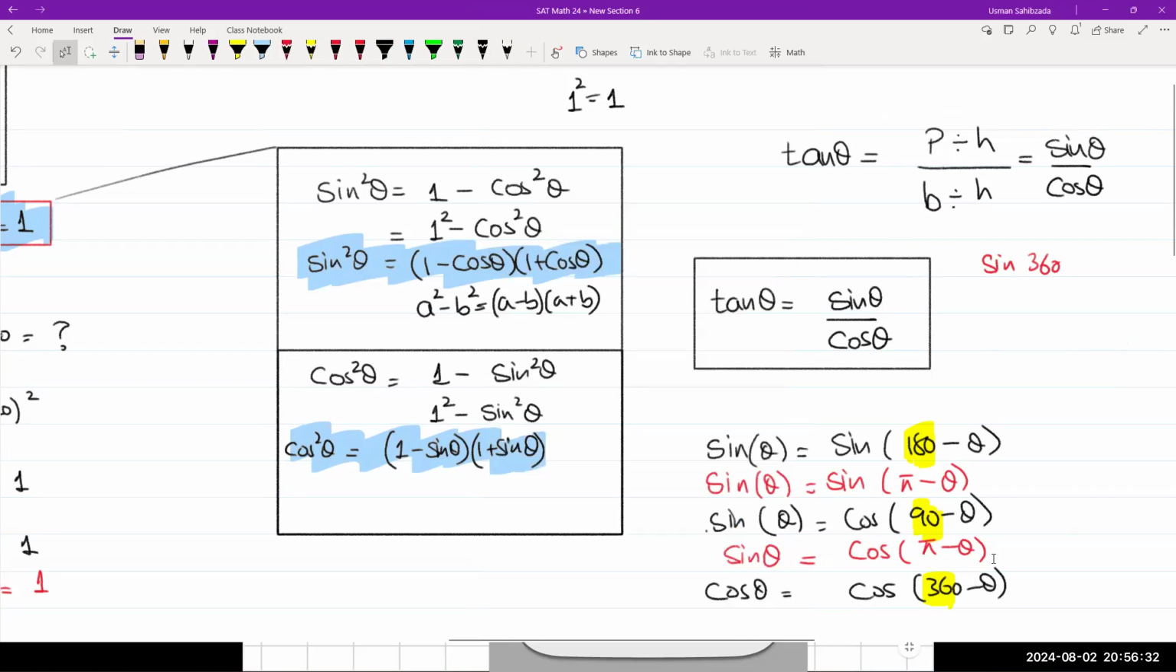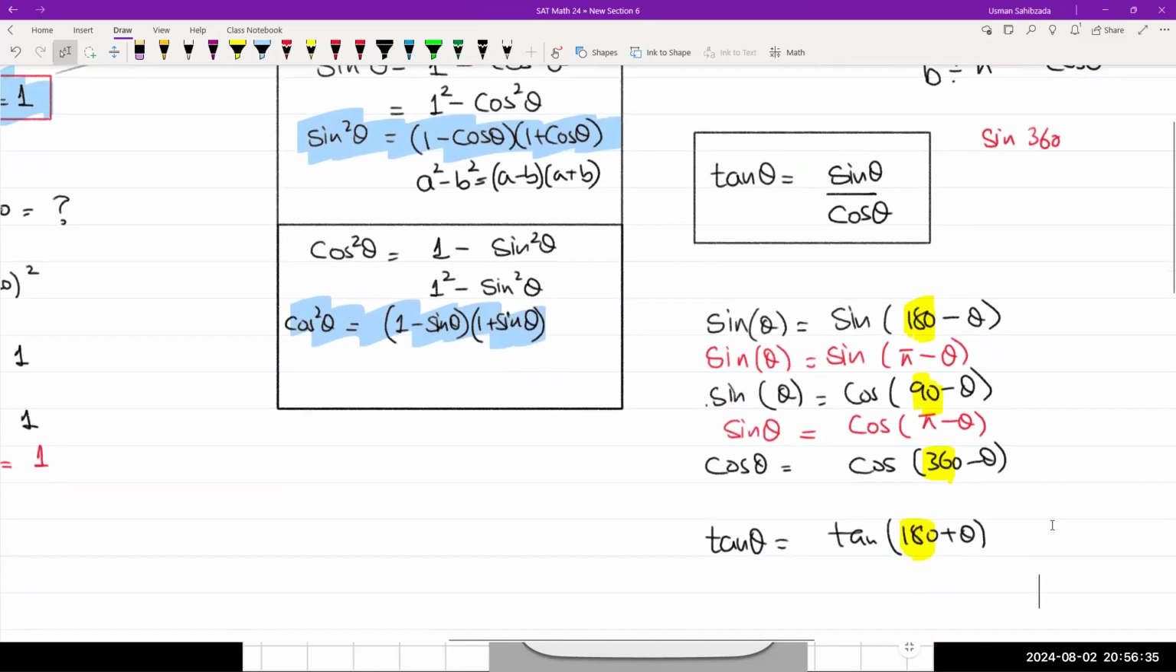So when that is the case, guys, when there is a radian type question in the exam and so on. So if this is theta, then this is sine pi minus theta. Why pi? Because 180 is the same as pi.